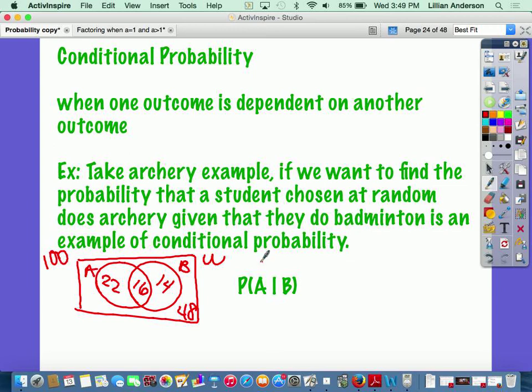Okay? And the notation of representing conditional probability is right here. The probability that A, this bar, B. Now this bar is usually represented by the word given in the problem, but it doesn't always have to be given. Usually that's the key word, but sometimes it'll say if you have this situation, then what's the probability? So you just gotta watch the wording so you know if it's conditional probability or not.